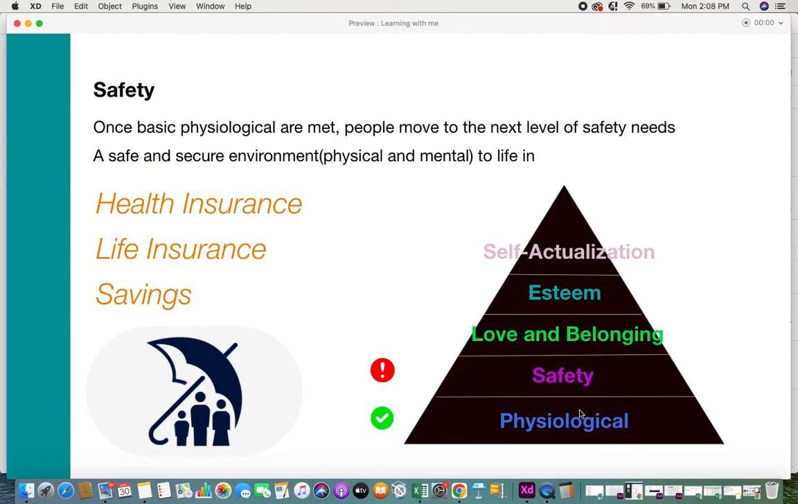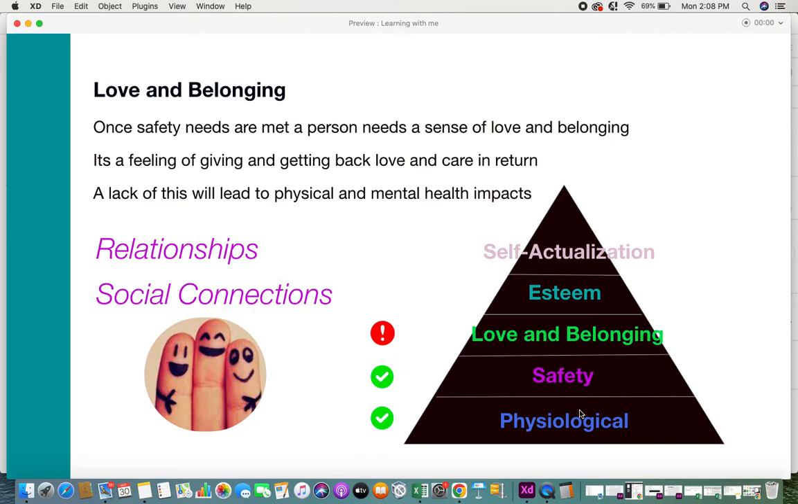Once they have accomplished this also, it's the next level of the hierarchy. So what is next? Now they have something in hand. What next can they look forward to? What next can they work for? That is love and belonging. Once safety needs are met, a person needs a sense of love and belonging. It's a feeling of giving and getting back love and care in return.